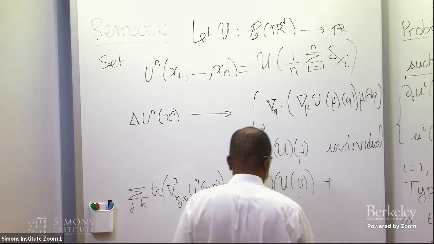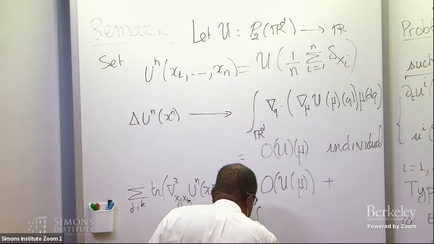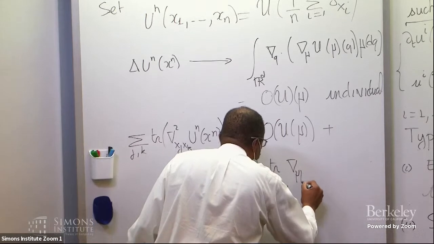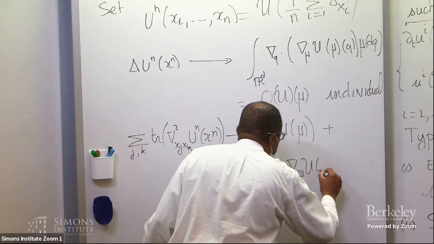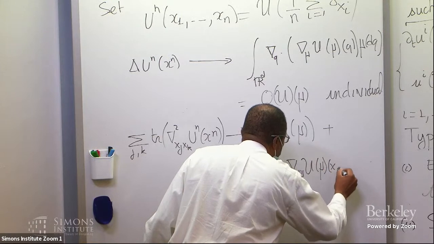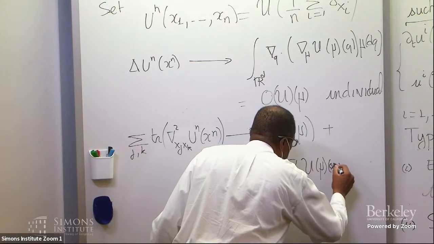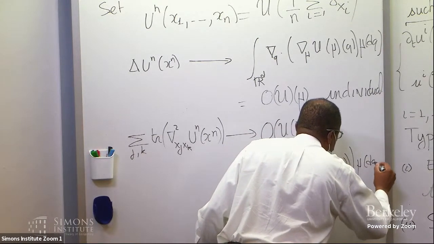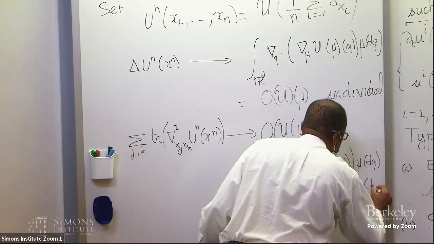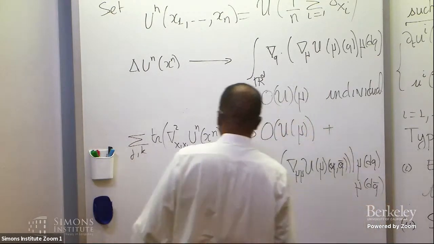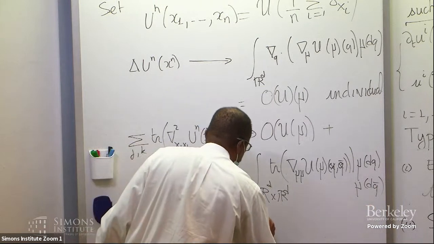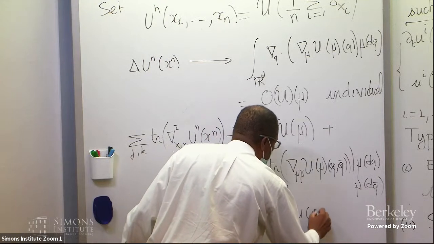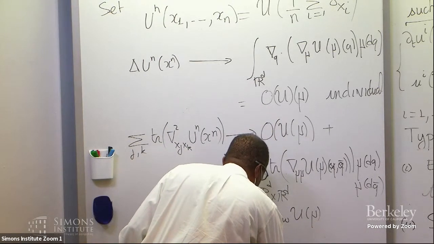And the second part will be the integral over R^d cross R^d. I am going to differentiate twice U at mu. This is going to produce two arguments, x and y. Let's call them q and q bar, mu dq, dq bar. And I am going to call this the partial Laplacian of U. So this is the common noise.